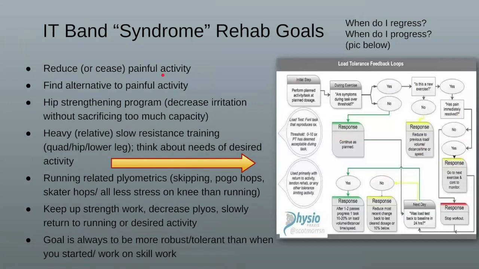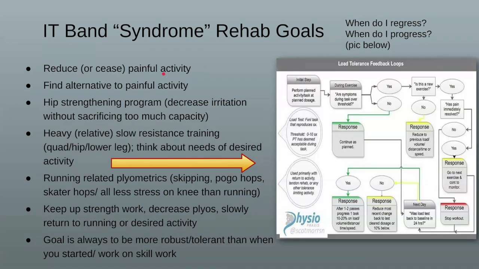So moving on to some of our rehab goals, and why. This is just to get a window into what a rehab program may look like if you do have IT band pain. We don't ever want you to come out of a first visit feeling confused or feeling like you have more things wrong with you than you did when you came into the visit.